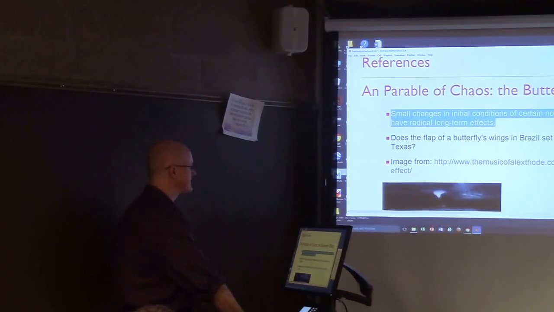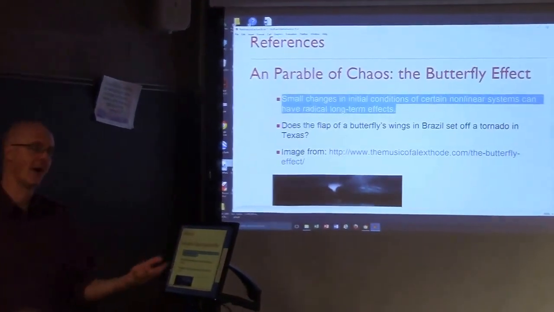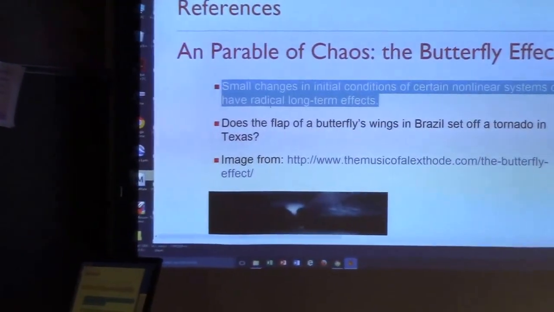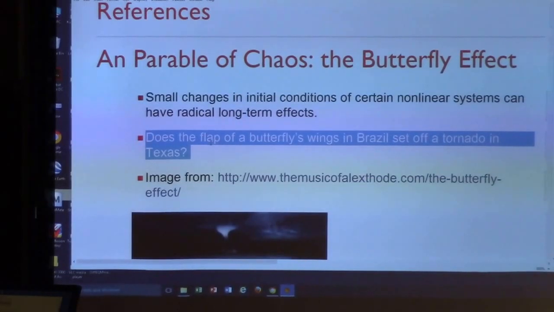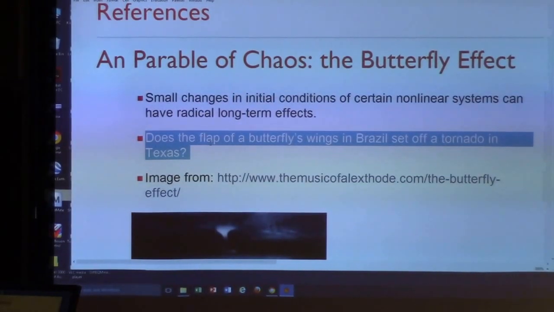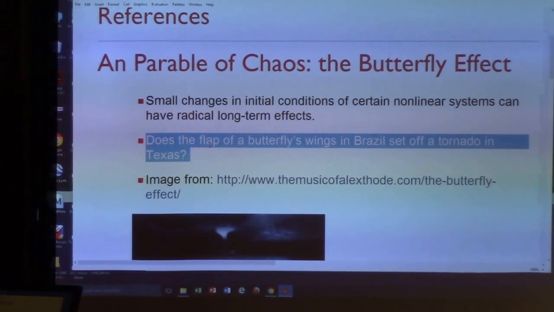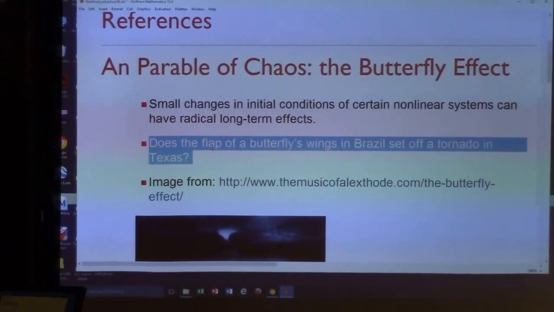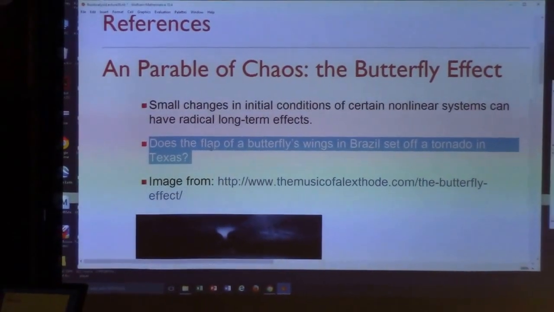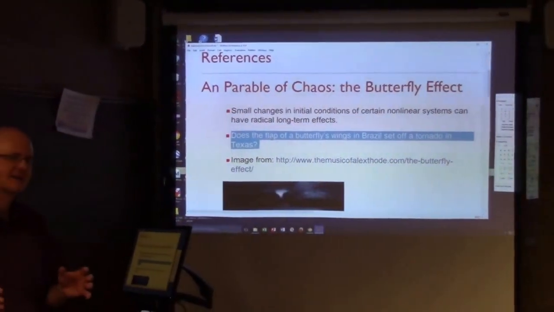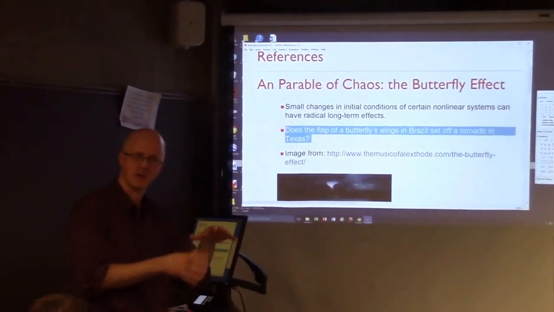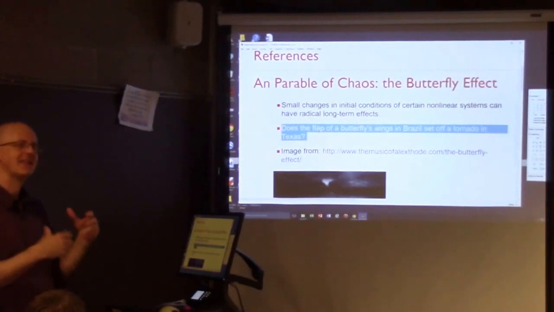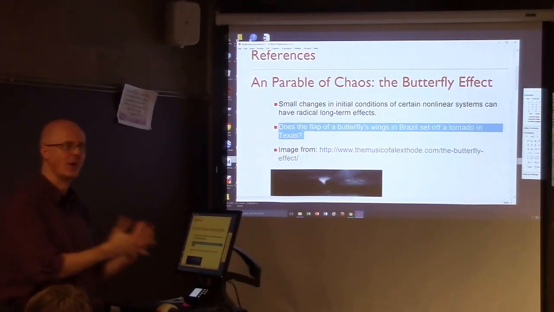Basically, it says small changes in initial conditions of certain nonlinear systems, like the weather, can have radical long-term effects. You ask the question, does a flap of a butterfly's wings in Brazil, or Mexico, or China, or wherever you want, set off a tornado in Texas, say, 2 weeks later? The butterfly effect claims that that is a possibility, okay? Because little tiny changes in initial conditions, the butterfly sitting on the flower, will it take off or not? If it doesn't take off, the airflow will be a certain way. And if it does take off, flapping its wings, the airflow will be a slightly different way. And that, theoretically, can have ripple effects that have drastic long-term changes.